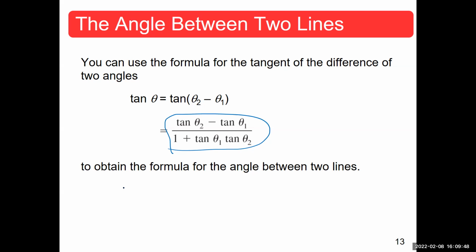However, what did we say about tangent theta? Tangent theta, we said, equals m. So we're going to convert everything to m. I'm going to leave this tangent theta because this is unknown yet. Tangent theta equals m2 minus m1 over 1 plus m1 m2.